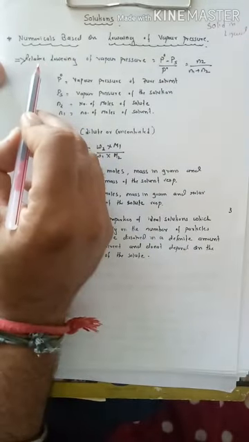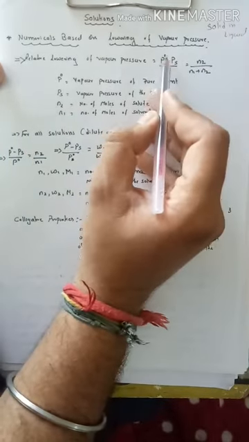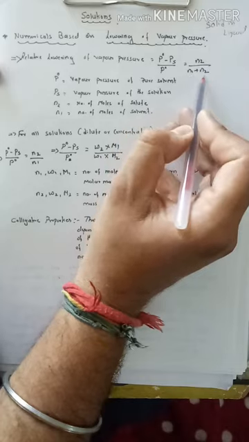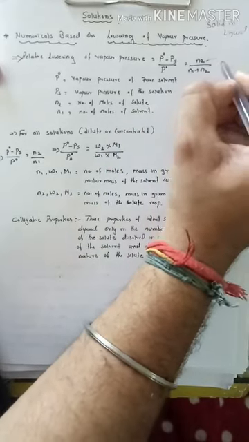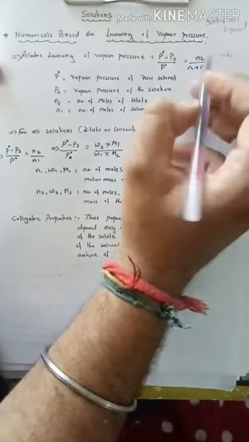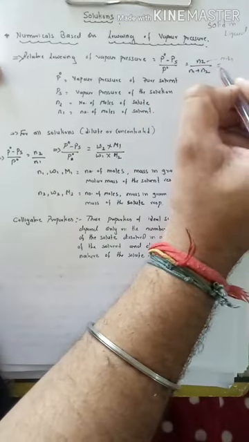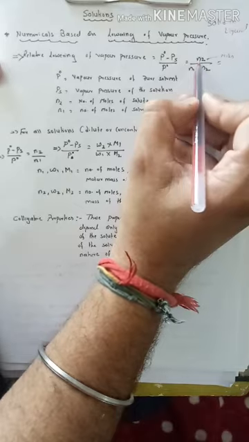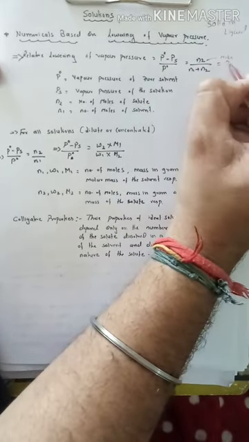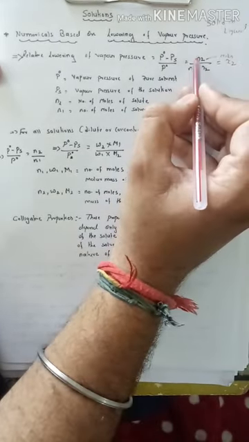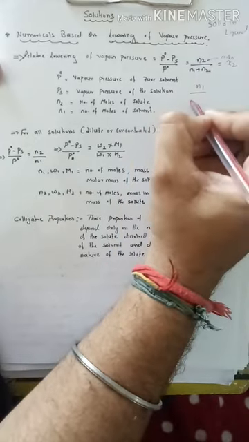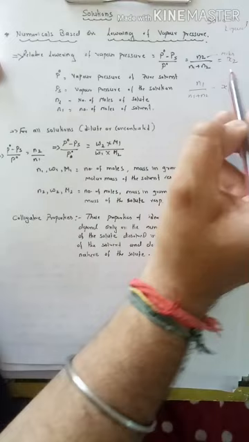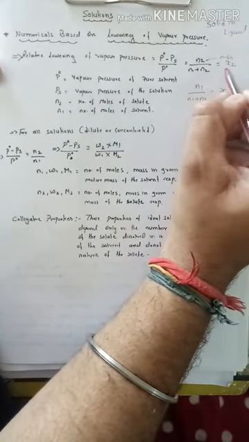So the formula over here, the relative lowering of vapor pressure, is equal to P naught minus Ps upon P naught, equal to N2 upon N1 plus N2. As you know, N2 is the moles, am I right? Whenever moles come, that is known as X. So X is the mole fraction. Here N2 is known as X2. N1 upon N1 plus N2 is written as X1.